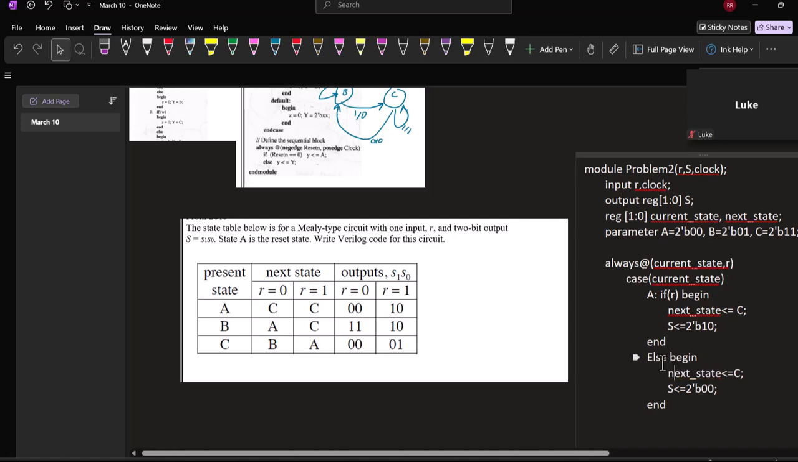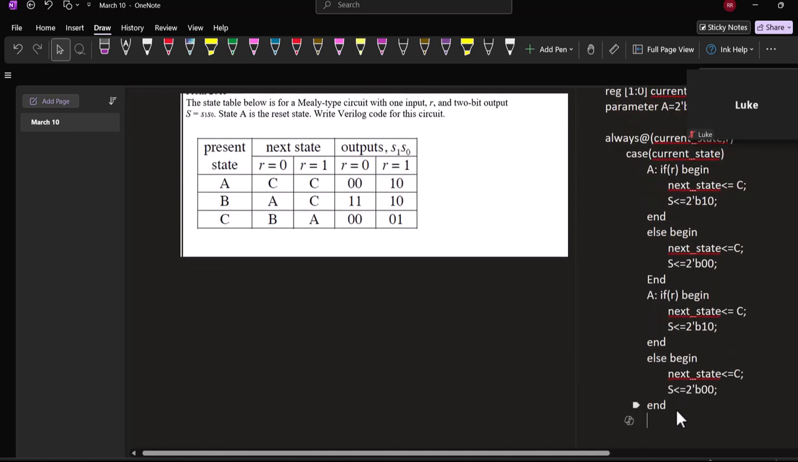I didn't have to have a begin and end around my A here because all I have within my A is an if and an else. If I was doing anything else here, I would have to have a begin and an end with my A. So now I'm done with A. Now let's do the same thing for B.